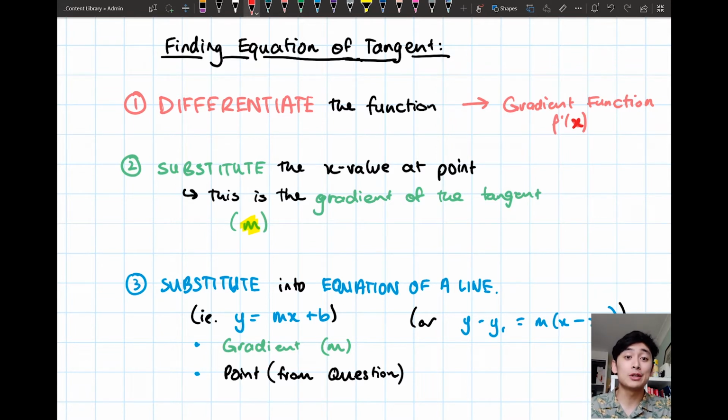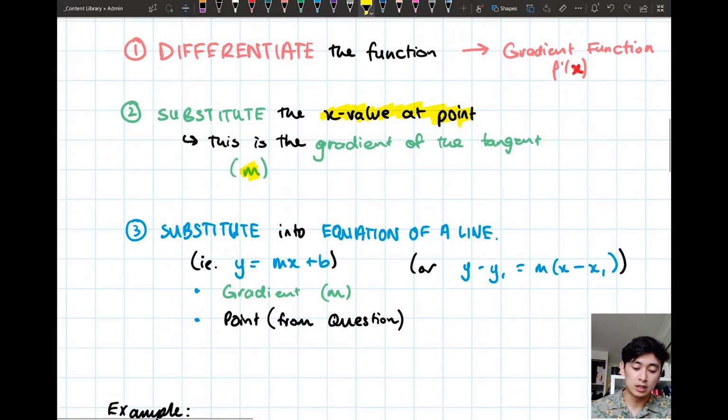Then what we want to do is substitute the x value of that point. In the last video we went through a few questions that did this. We want to substitute the x value of the point that we want to find the tangent of, and so this is the gradient of our tangent. Once we've done that, we want to put it into the equation of a line.